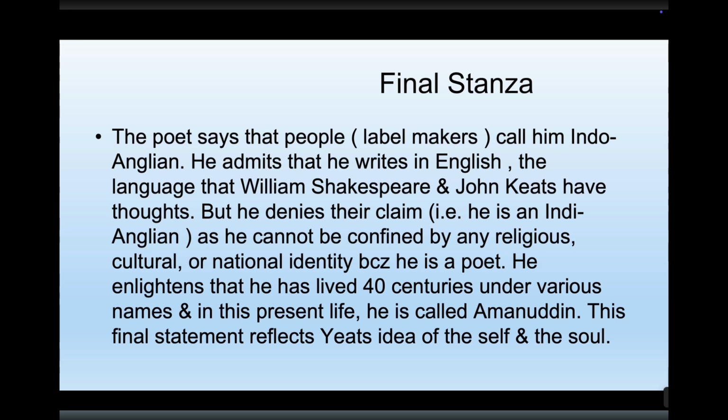So he concludes by rejecting the imposed label given to him by the people and asserting that he is simply Indian, not Anglo-Indian or anything else. This poem is a powerful assertion of national and cultural identity, rejecting colonial-era classification in favor of a self-defined sense of belonging. So here we'll end this poem.